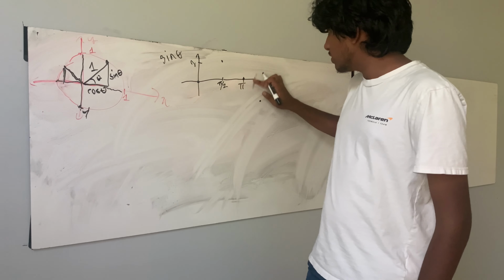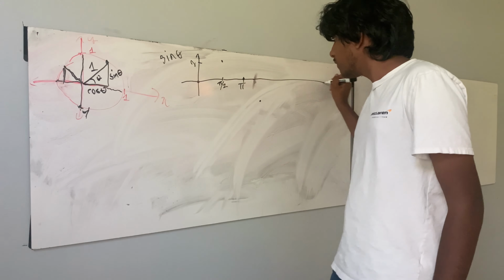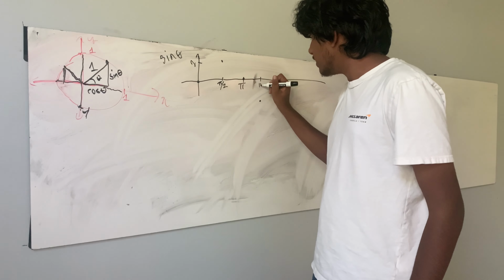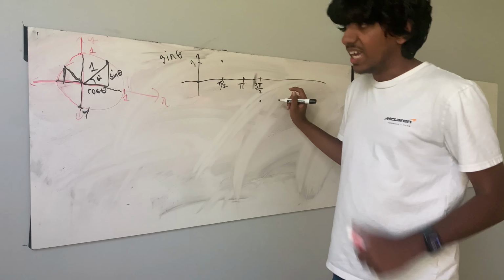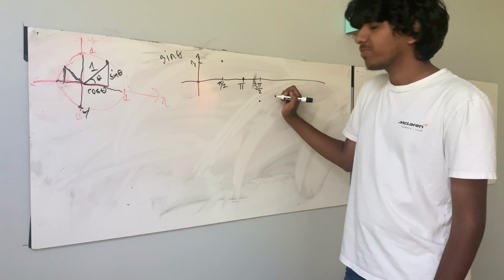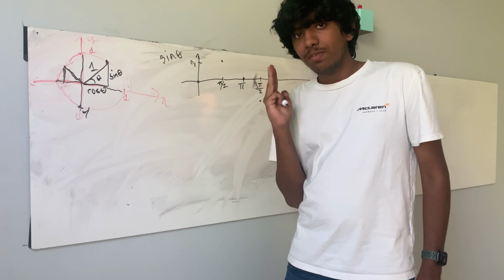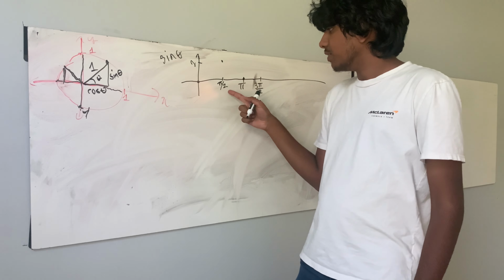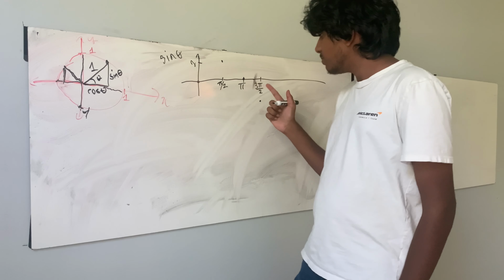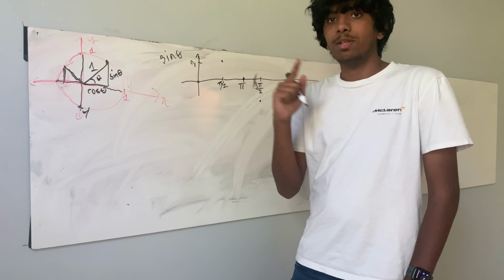So let me extend this graph right here. This is 3 pi over 2, aka 270 degrees. Remember, pi over 2 is 90 degrees, and you're adding 3 of them to get 270, and pi over 2 added 3 times is 3 pi over 2. 1/2 plus 1/2 plus 1/2.